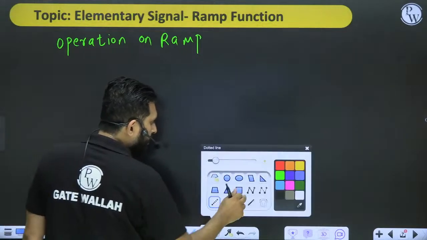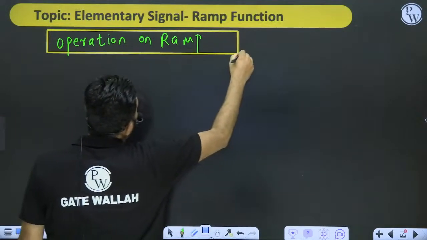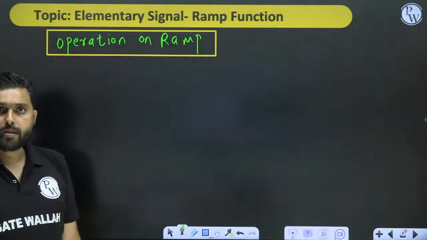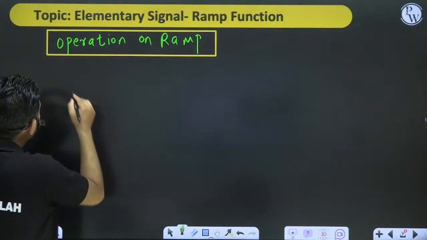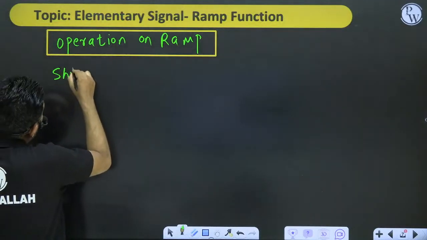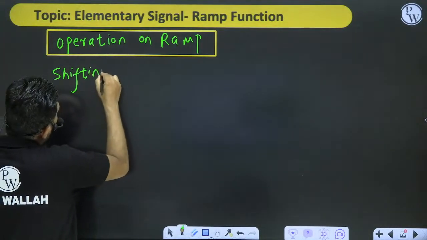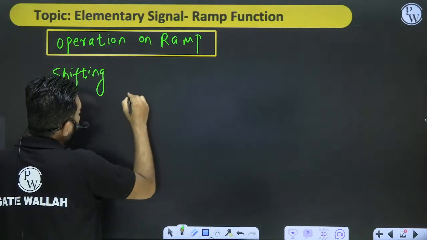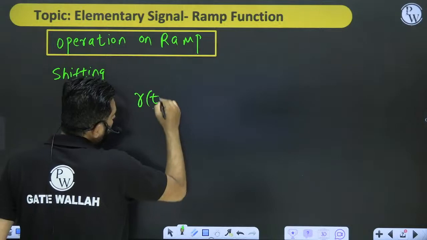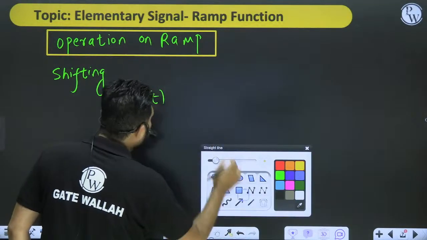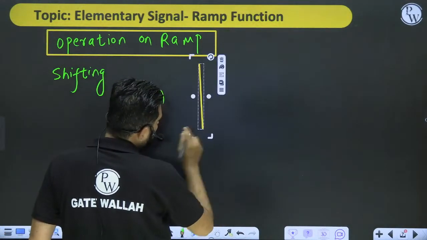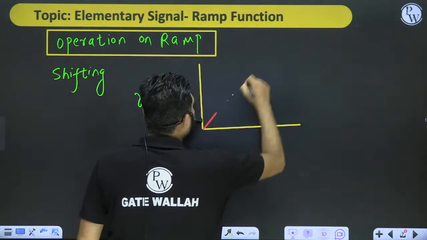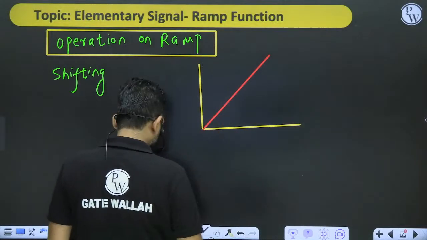Let's play operation here. First, I am saying that I have shifted. And I will take this by example. For example, I have r(t), and I know that r(t) is this function. This is r(t) with a slope of 1.